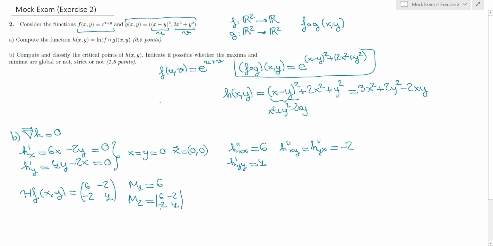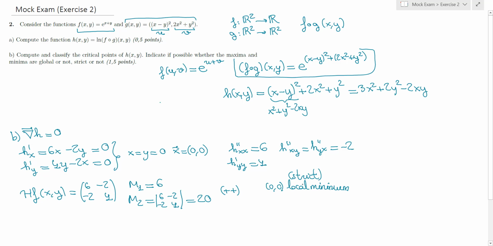6 times 4 is 24, minus 4, which is 20. Both of them are positive, so the Hessian is positive definite. And what does this mean? This means that (0, 0) is a local minimum, a strict local minimum, because there's no other point that we have found to be critical.